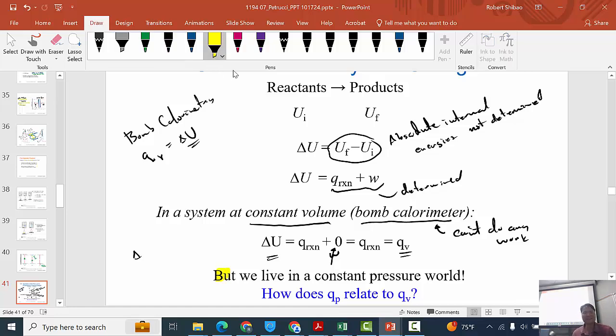And so we can determine delta U using bomb calorimetry. But, this is a big but here, we don't live and work inside a bomb. We live in a constant pressure world. And so QV isn't as useful as QP. QP is going to be much more useful for us.